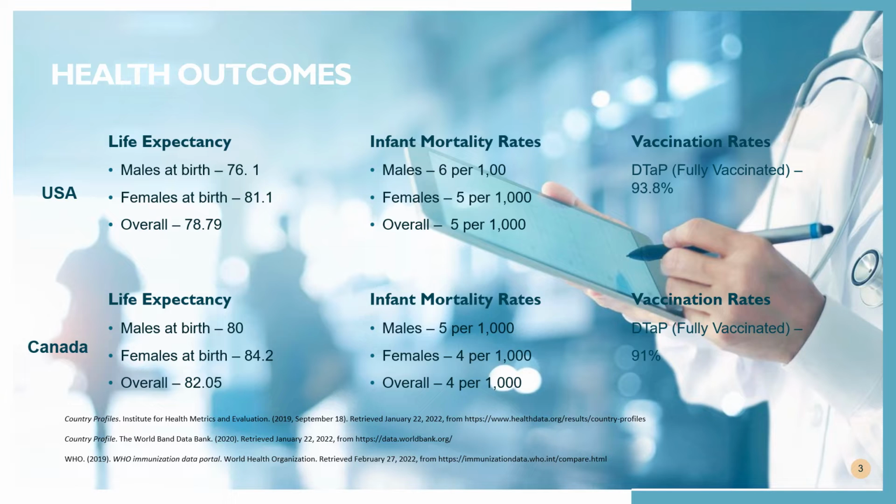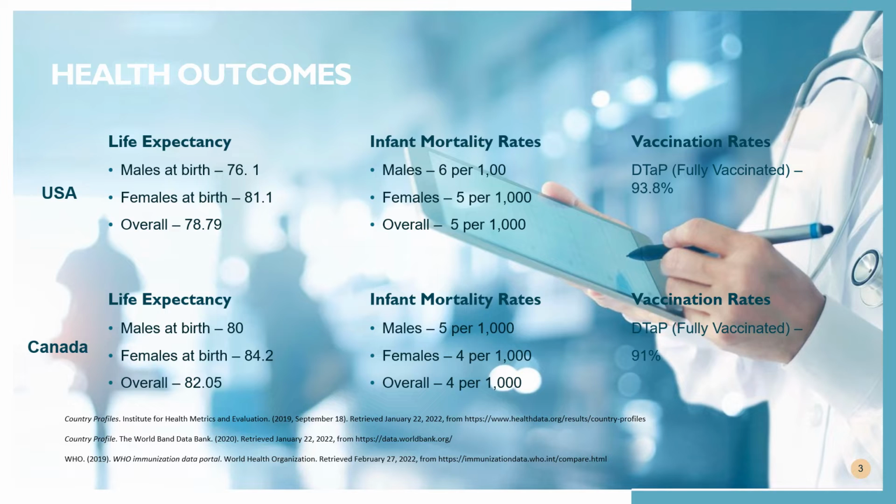According to the World Bank statistics for 2019, life expectancy rates in Canada are slightly longer than in the United States, with the overall life expectancy at 82.05 years for Canadians and 78.79 years for Americans. Most recent rates for 2020 show infant mortality rates are similar as well, with 4 deaths per 1,000 in Canada and 5 deaths per 1,000 in the United States. Numbers for both life expectancy and infant mortality rates are better for Canada.